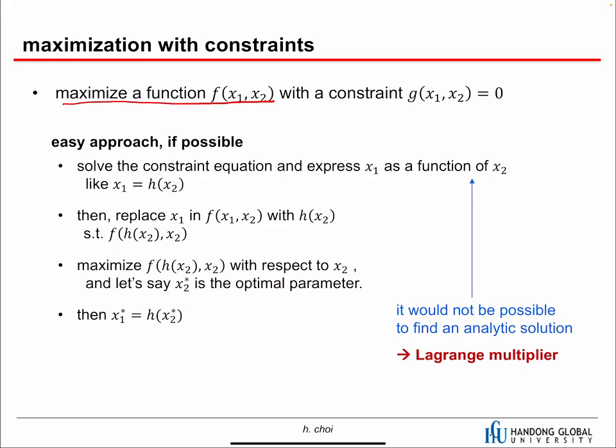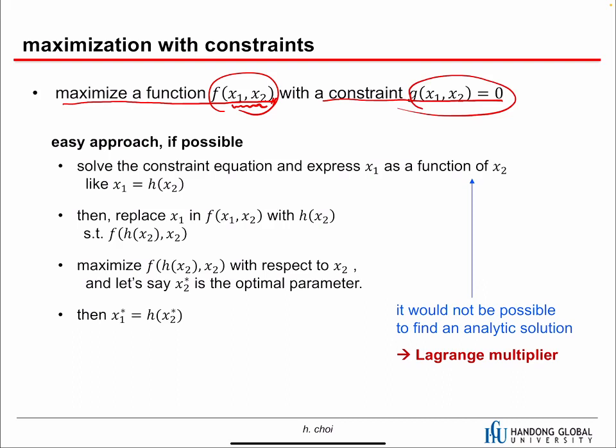We want to maximize the function f of x. In this case, x is a two-dimensional vector, so we have two scalar values, with this constraint. When we maximize this function, we have to satisfy this constraint. Okay, that's the problem. And there are two different cases.